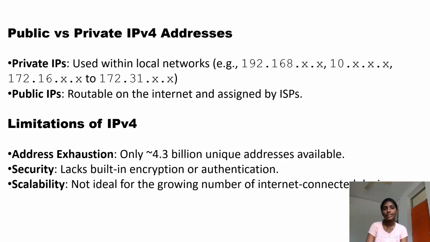Public versus private IPv4 addresses. Private IPv4 is used within local networks, whereas public IPv4 is routable on the Internet and assigned by ISPs. Some of the limitations of IPv4 are address exhaustion, security, and scalability. Address exhaustion, only 4.3 billion unique addresses are available. Security, lacks built-in encryption or authentication. Scalability, not ideal for the growing number of Internet connected devices.